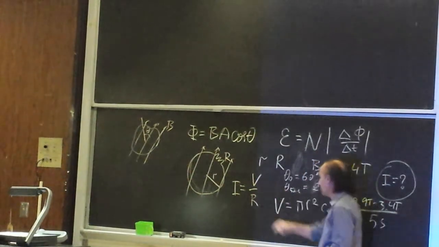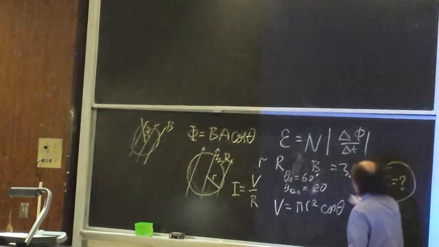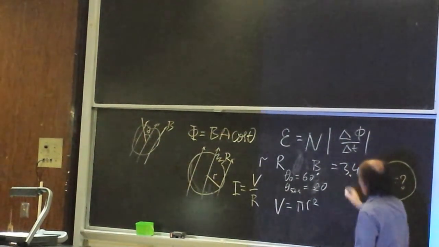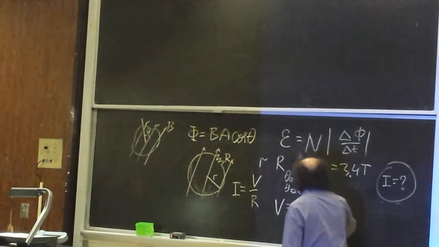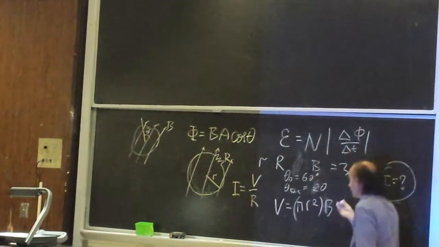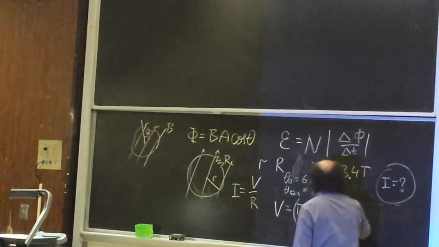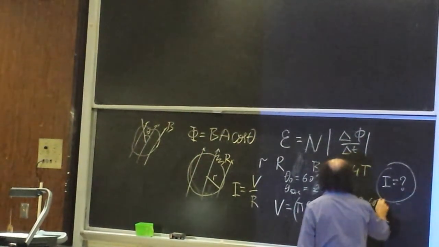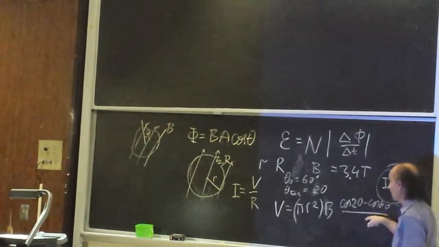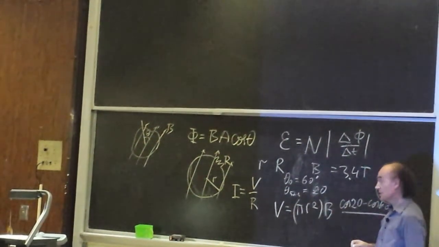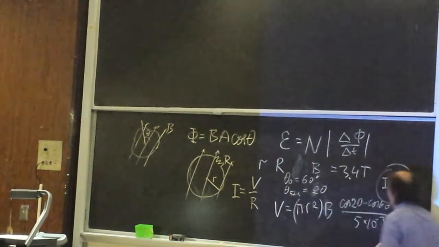Current is given by this. I need to find the voltage. In this case, I do this here. Again, the area is not changing. The magnetic field is not changing. This is multiplied by B, which is this. And now delta cosine theta: final value minus initial value. Cosine 20 minus cosine 60, divided by delta t. Delta t is 5 milliseconds, 5 times 10 to the negative 3 seconds.